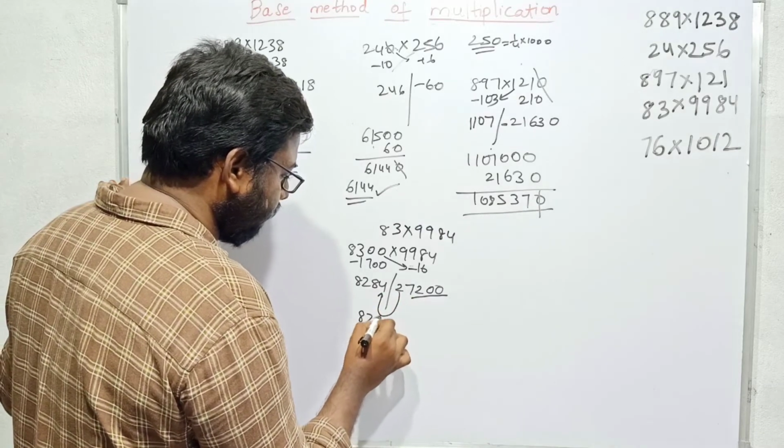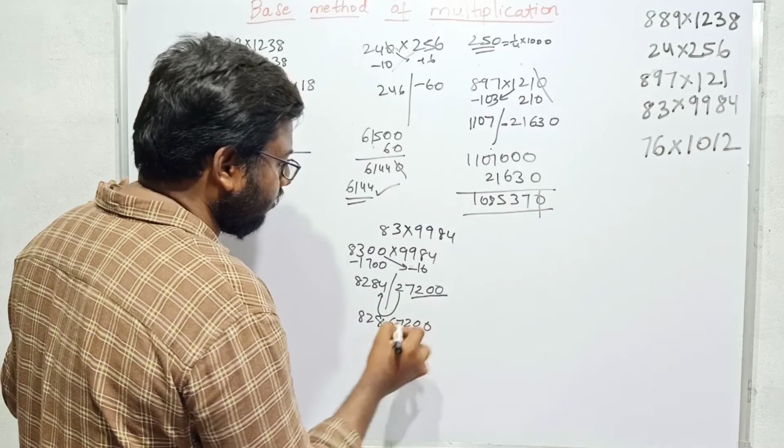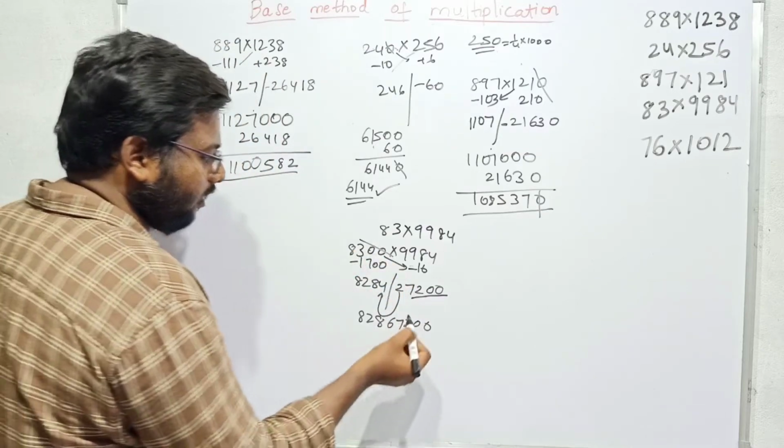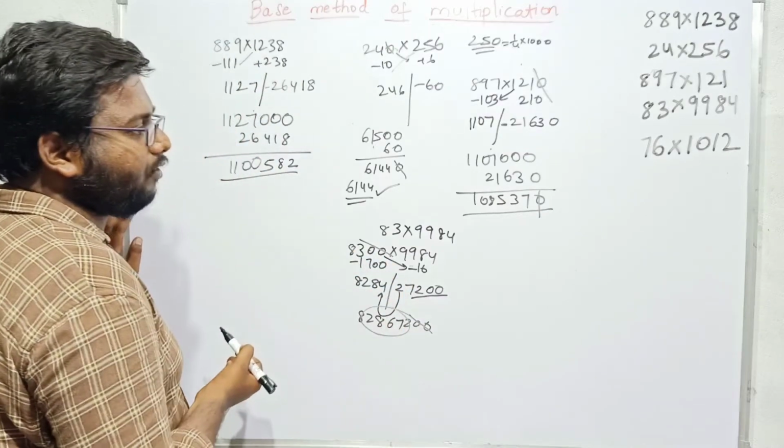8286 7200. Since you multiplied this with 100, you can divide this with 100. Then 88672 will be our result.